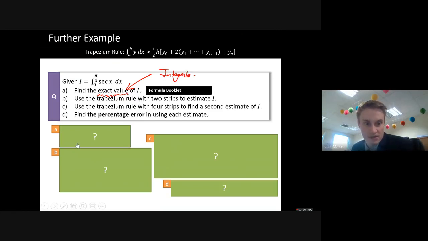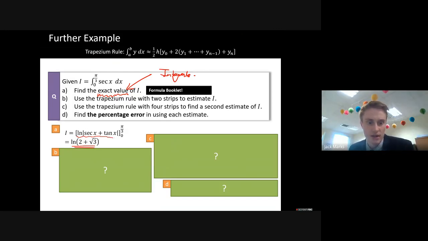Okay, so the value between pi over 3 and 0, if you use the formula booklet, you will get this one here. And you put the number in and you get this answer here. So if it's something that you have, like an integral that you don't know off the top of your head, there's a good chance it might be in the formula booklet. Then what they want us to do is to use the trapezium rule with 2 strips.